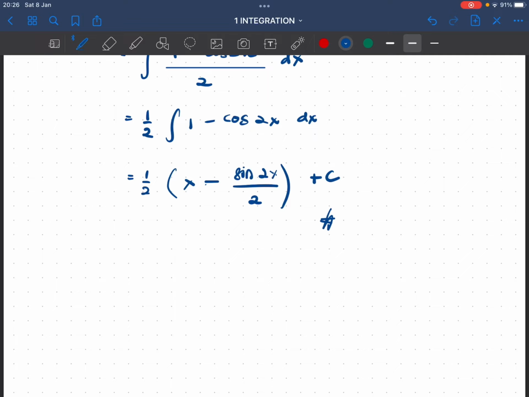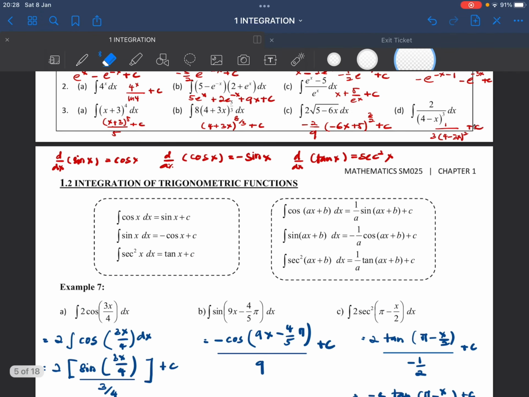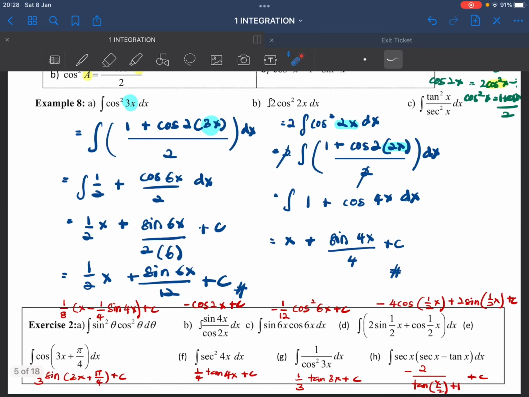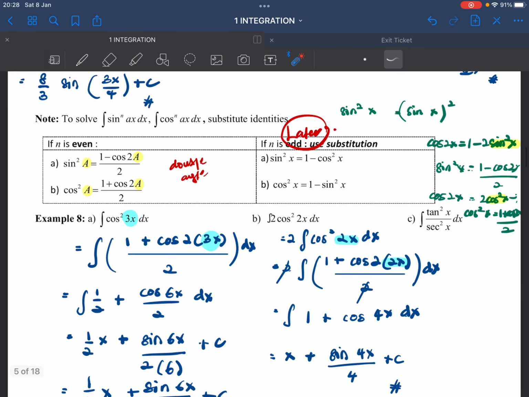So that's it for integration of trigonometric. It is very simple actually. Just remember these basic rules of integration. Integrate cos, you get positive sine. Integrate sine, you get negative cos. Integrate secant square, you get tangent x. If you have ax plus b, remember to divide by the differentiation of the inside. And if you have trigo with an even power, just remember to use double angle.